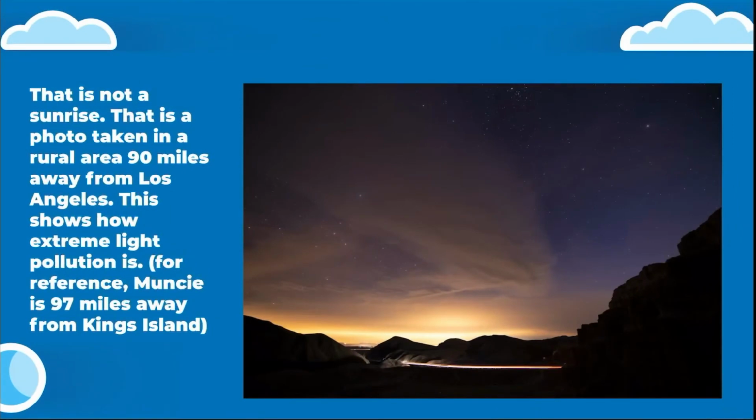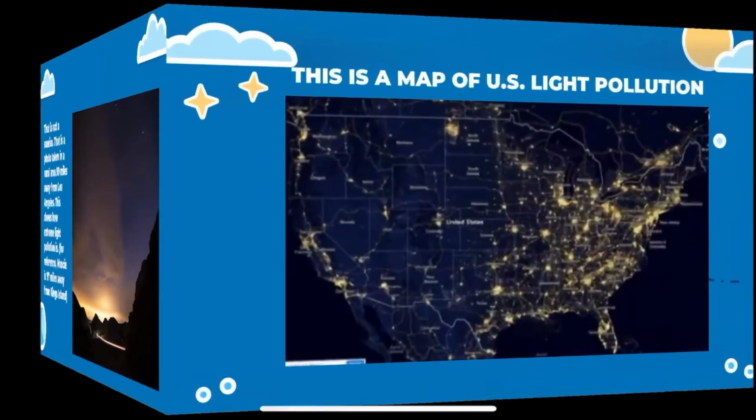You may be shocked to find out that this image is not a sunrise or a sunset. It's actually in the middle of the night. This is a photo taken in a rural area 90 miles away from Los Angeles. This just shows how extreme light pollution really is.